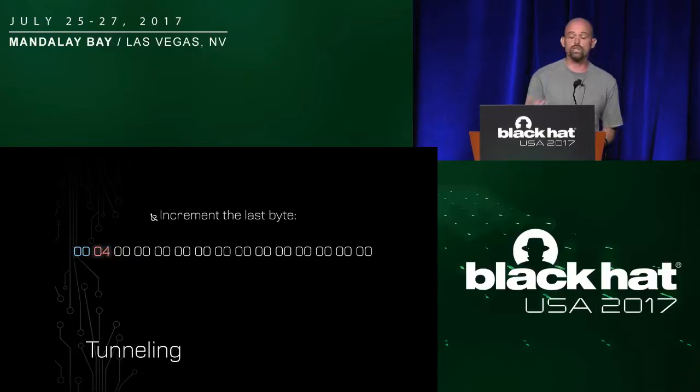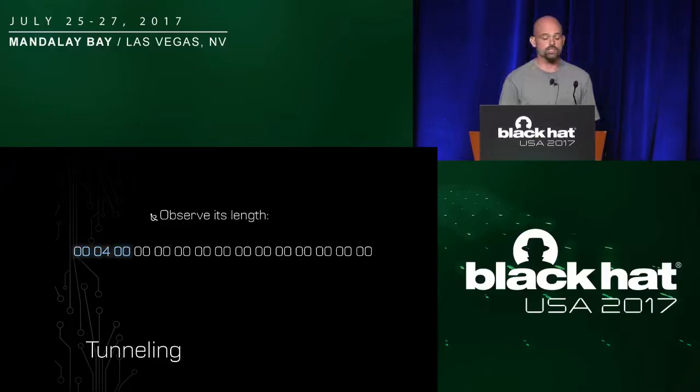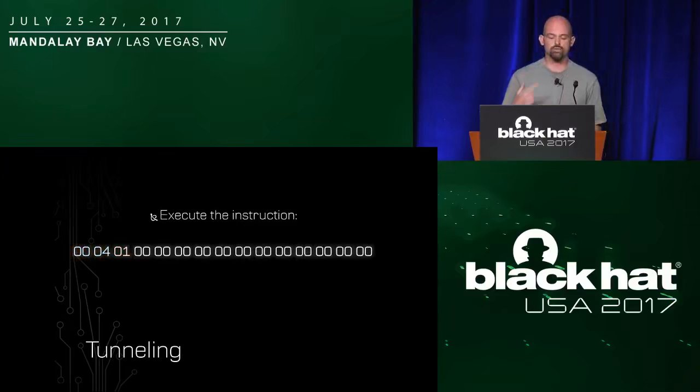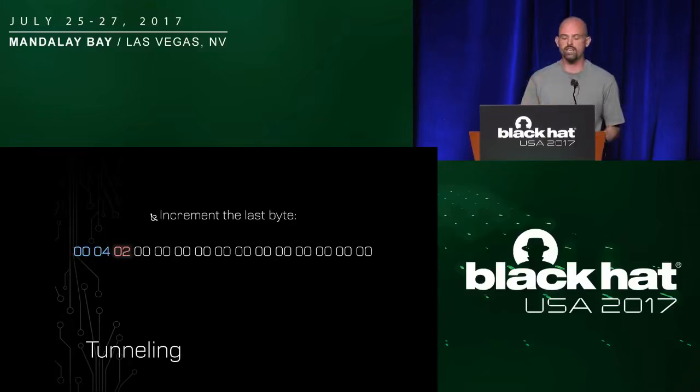And eventually, when you increment that last byte, you're going to find something. When you execute the instruction, the length of that instruction is going to change. It just became 3 bytes now. So when you observe that the length of an instruction changes, we're going to move to the last byte of the instruction and increment it again and begin the process all over. Execute the instruction, observe its length, increment.